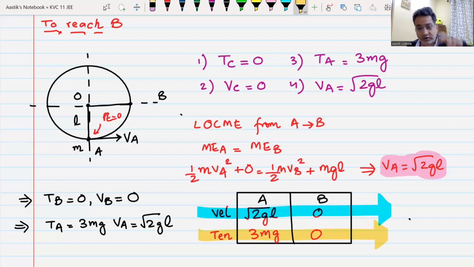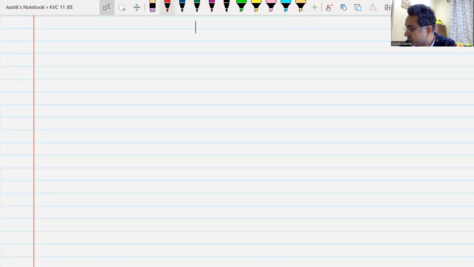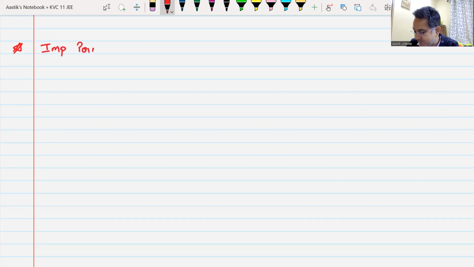Now we have got two velocities, and now let me just write what we have achieved till now. Important notes again. They are important right now. Tomorrow they will be useless because we will not remember them. But still, we can't worry about tomorrow. We have to worry about today. Important points.